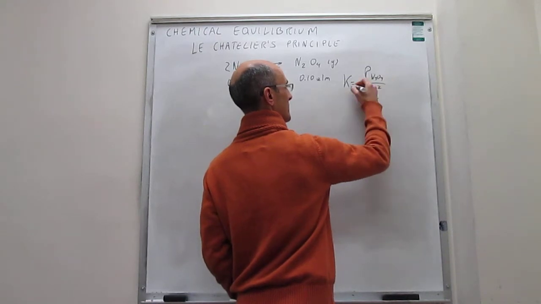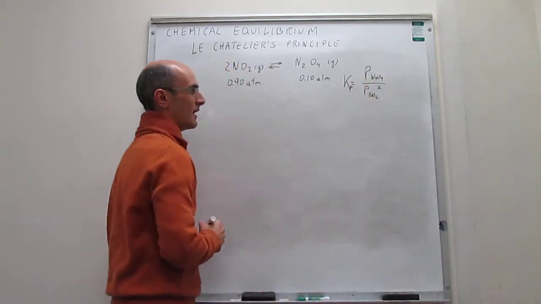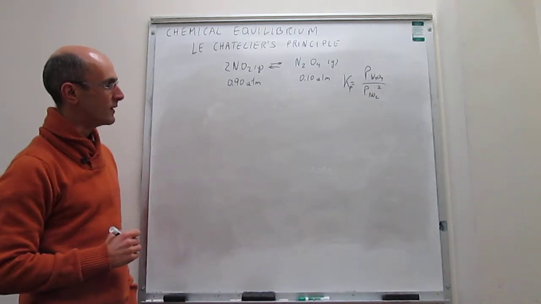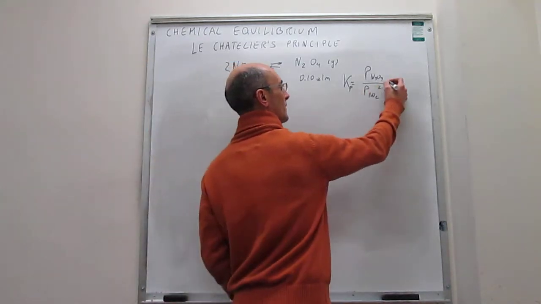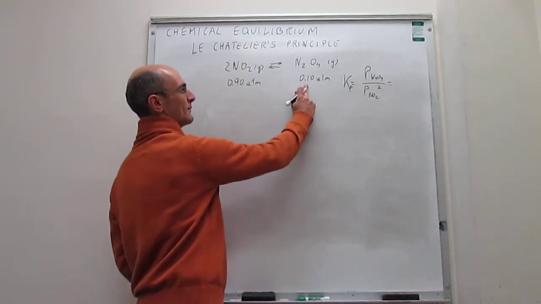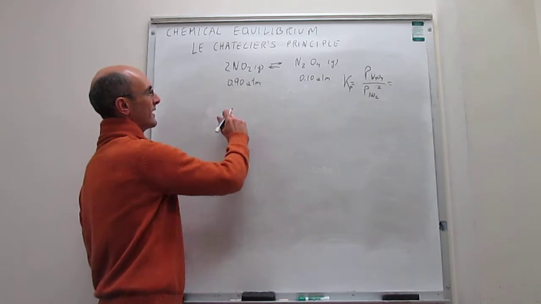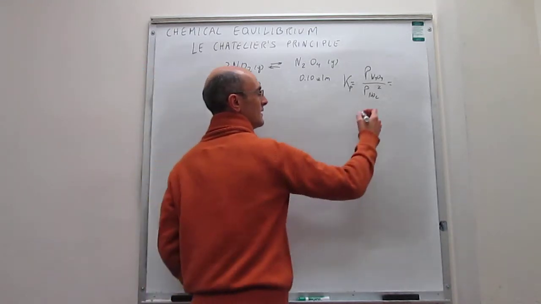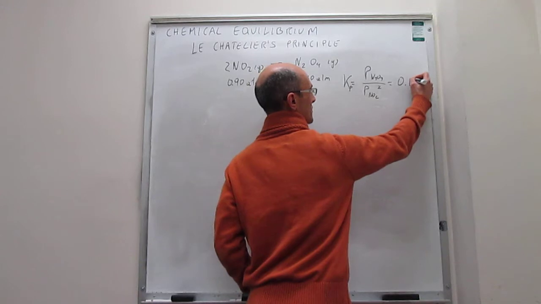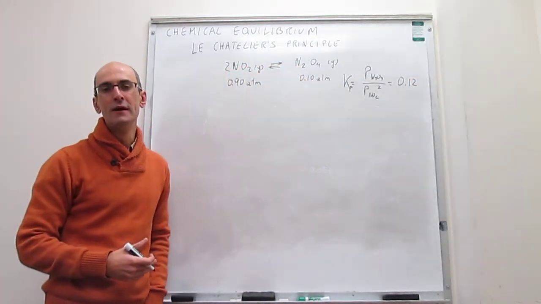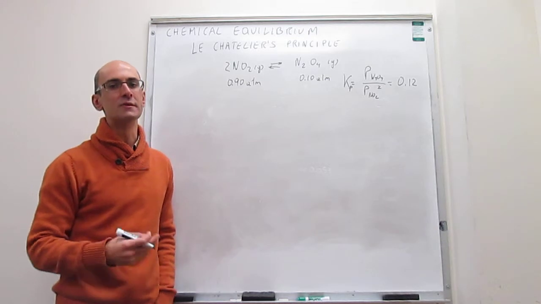NO2 squared. We usually write a subscript P there in the equilibrium constant when we're dealing with gases, and plugging in the values that we have right here: 0.1 atmospheres for dinitrogen tetroxide and 0.90 atmospheres for nitrogen dioxide. This returns an equilibrium constant of 0.12. Great. So this is just the preliminaries to frame the discussion of Le Chatelier's principle.